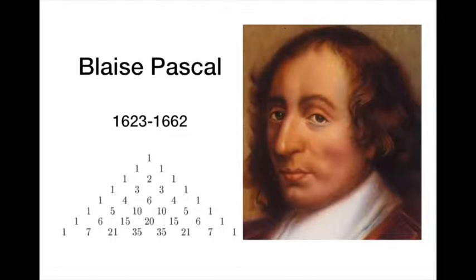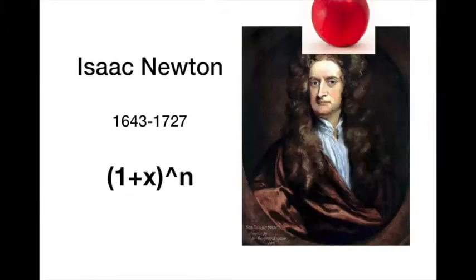In 1654, a French mathematician, Blaise Pascal, found a triangle which represents the triangular array of the binomial coefficients. Pascal's triangle can only apply to positive integer powers.